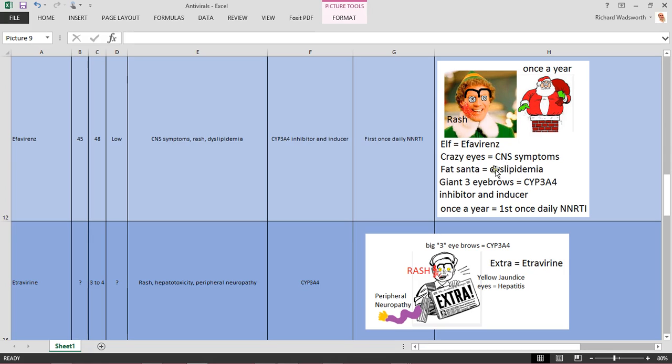And CYP3A4 inhibitor and inducer. There it is. Well, that doesn't seem to make a lot of sense to me, how something can be both an inhibitor and inducer, but whatever. There it is, 3A4, his eyebrows. And this is the first once daily NNRTI. And I thought, whoa, once a year. This is once a year. Once a year is once daily NNRTI.